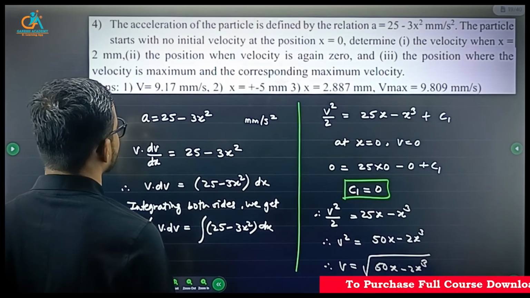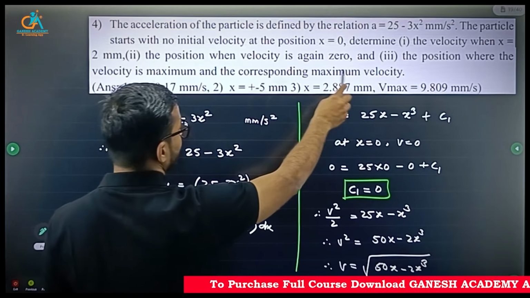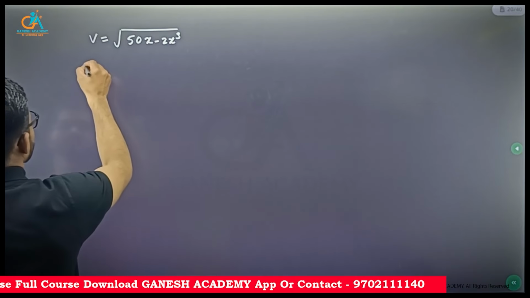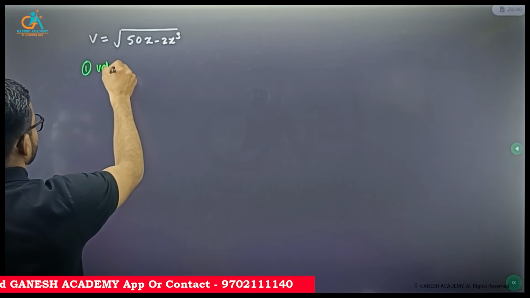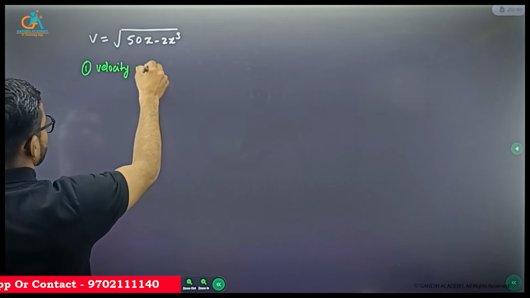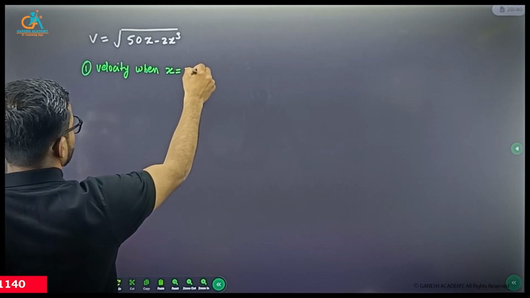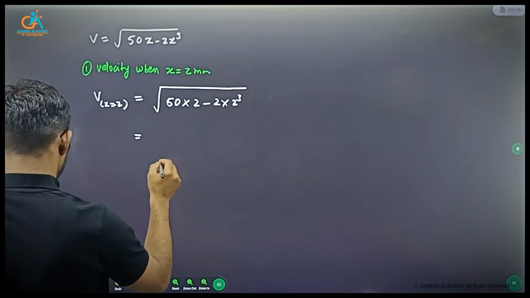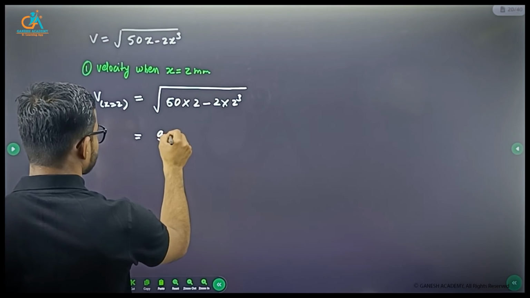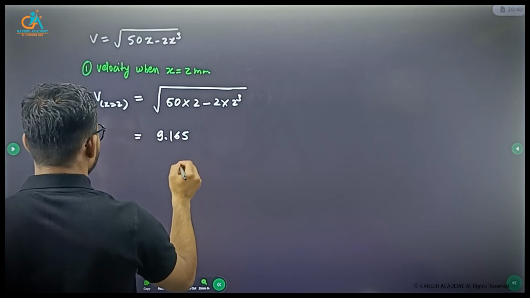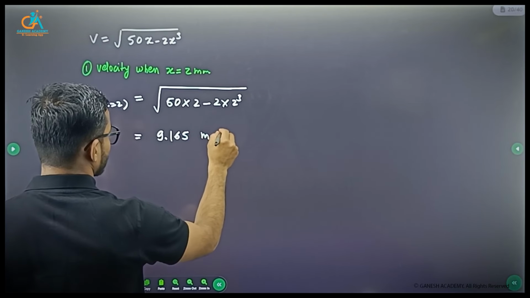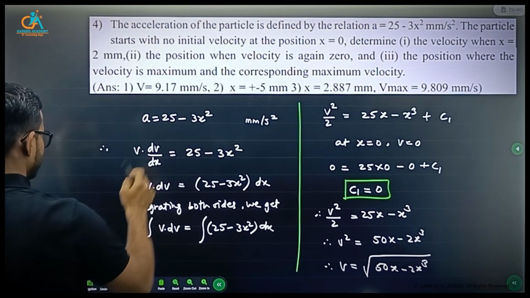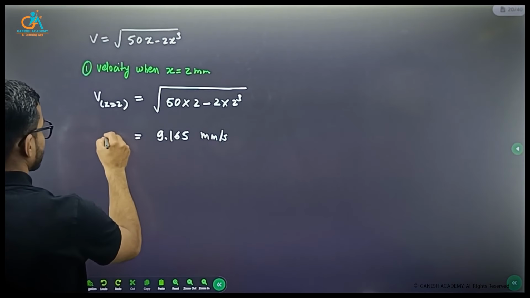So first, what do we have to find? Velocity when x is equal to 2 mm. It's 9.165, the calculated answer, and as it is given in mm, obviously our answer will be in mm per second.